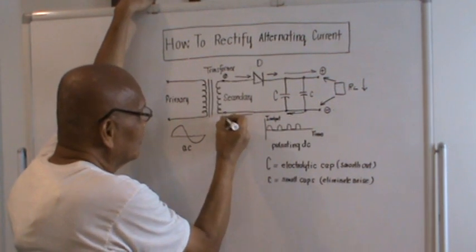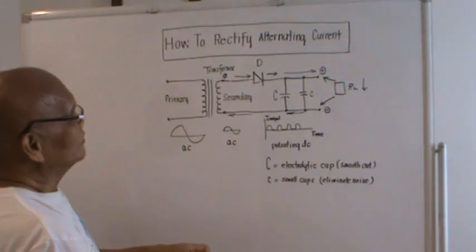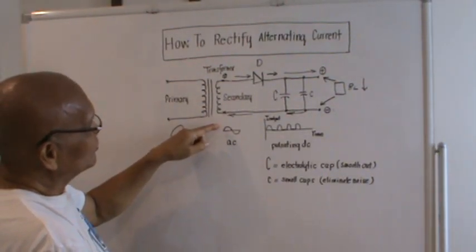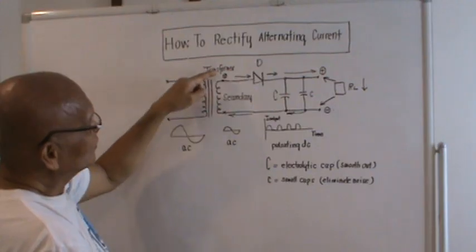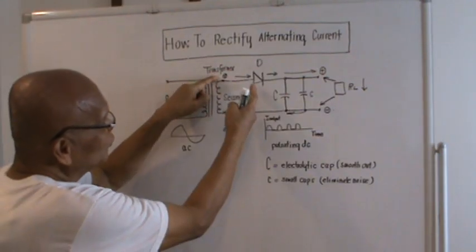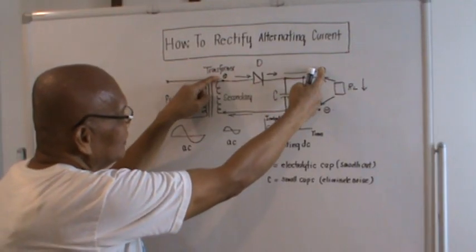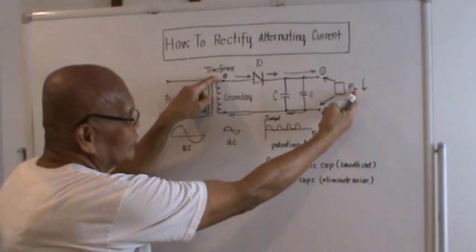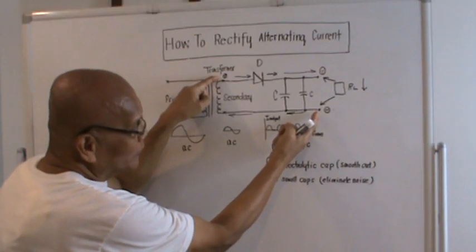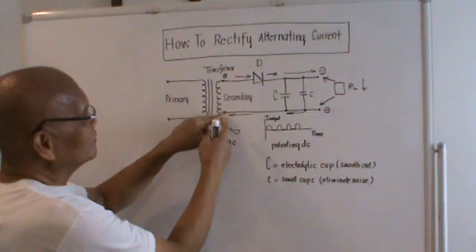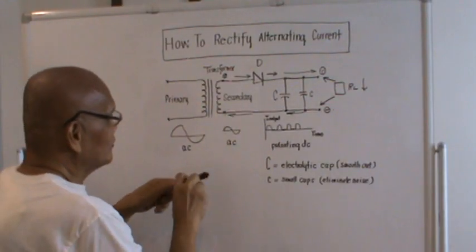Then it will go back here. You see it, guys? When the positive alternation comes out, current will be coming here. It will pass through the diode. It will go to the plus terminal. It will pass through the load. It will go back to the negative terminal, then back here on the bottom portion. That's for the positive alternation.